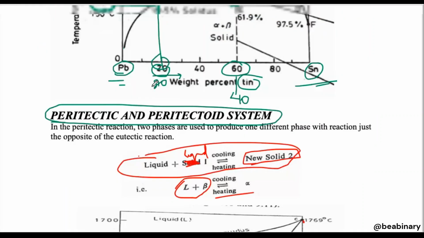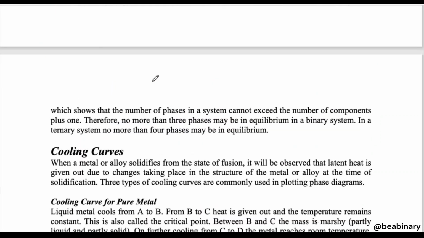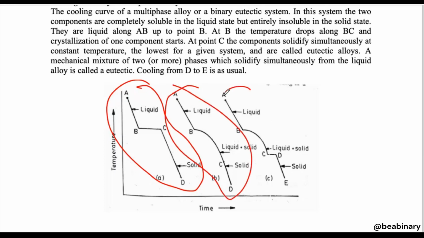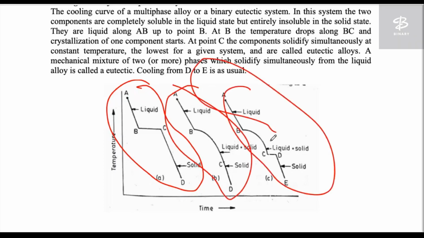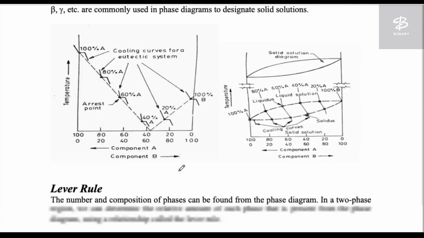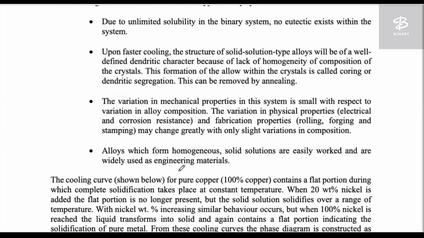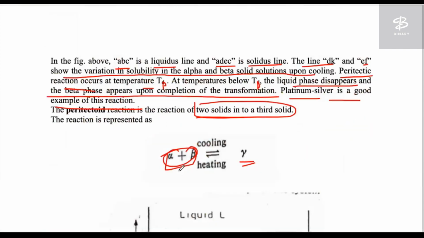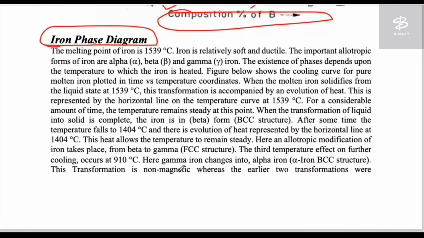I hope you remember that we have discussed the cooling curve. This cooling curve is for the purest one, pure element. This one is for the binary, this for more than two phases, right? So three different cooling curves we have discussed. The first one is for your pure metal, or purest metal, right? So if we talk about the iron phase diagram, that is about the pure metal, right?